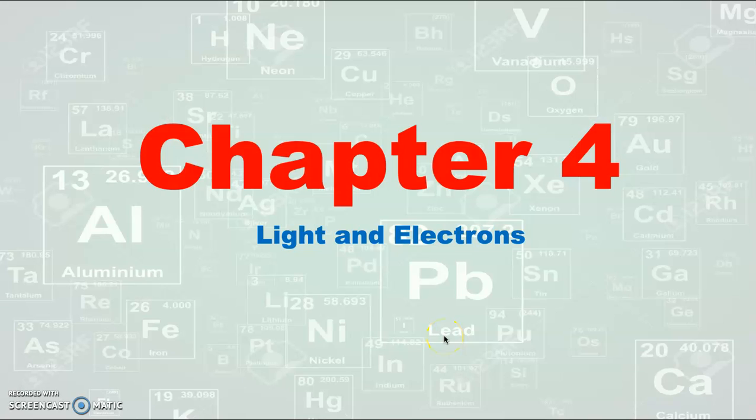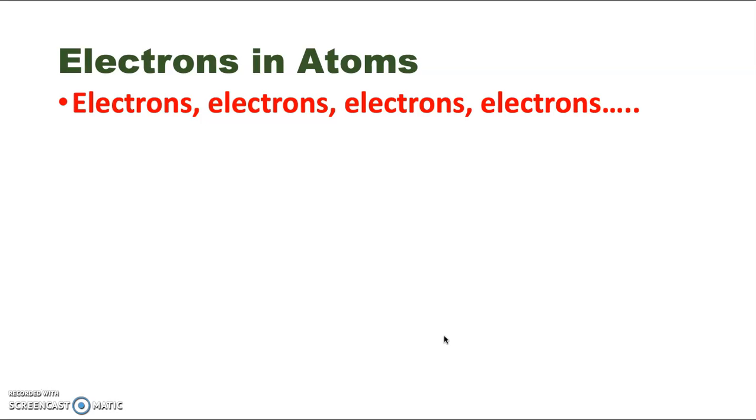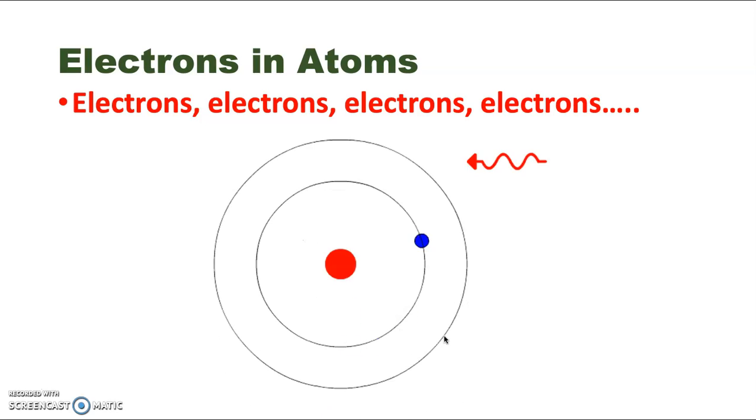This video is the first video of Chapter 4, Light and Electrons. So it's mostly about electrons, but we have to start our discussion of electrons by talking about light. So again, it's all about electrons. This is a nice little animation that really covers a main point of the first part of this unit.